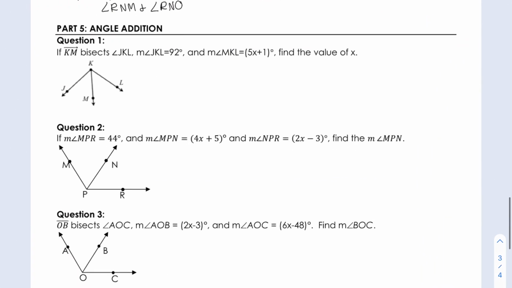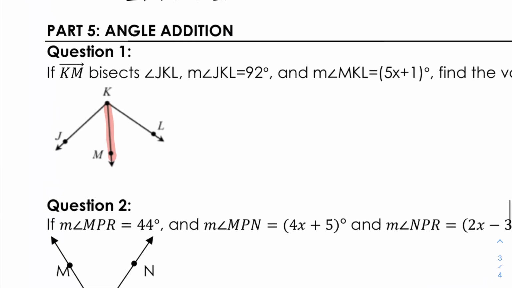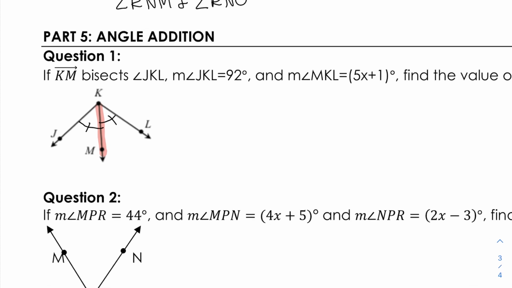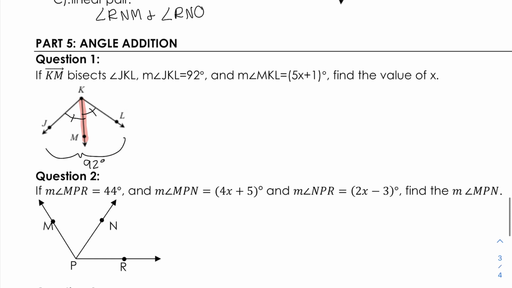All right, so we got a little bit of angle addition. If KM bisects JKL, this is our angle bisector, which means that angle JKM is congruent to angle MKL. Angle JKL is 92, so that whole angle is 92 degrees. So I can figure out what each of those angles should equal. Each angle should equal 46 degrees.